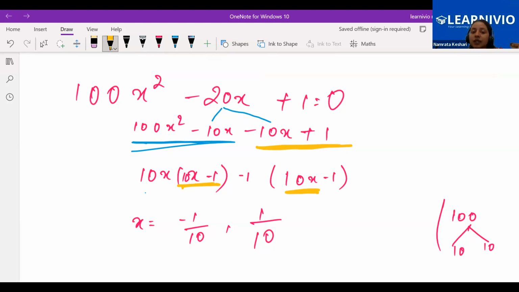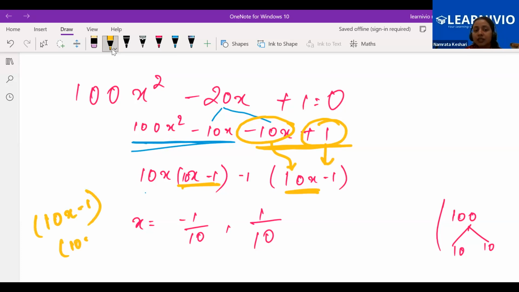Whenever you take negative common, Zoha, each and every term, whatever remains, reverses its sign. So this 10x, which was minus initially, becomes positive, and this plus 1 becomes minus 1 here. Now, can you see both brackets are coming out as 10x minus 1, 10x minus 1? And that's why I said that both are exactly the same. Even the sign is not different, just like the previous one.